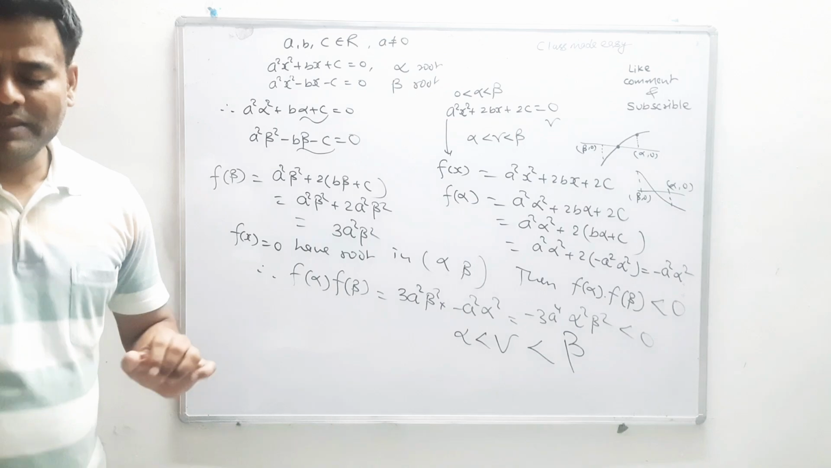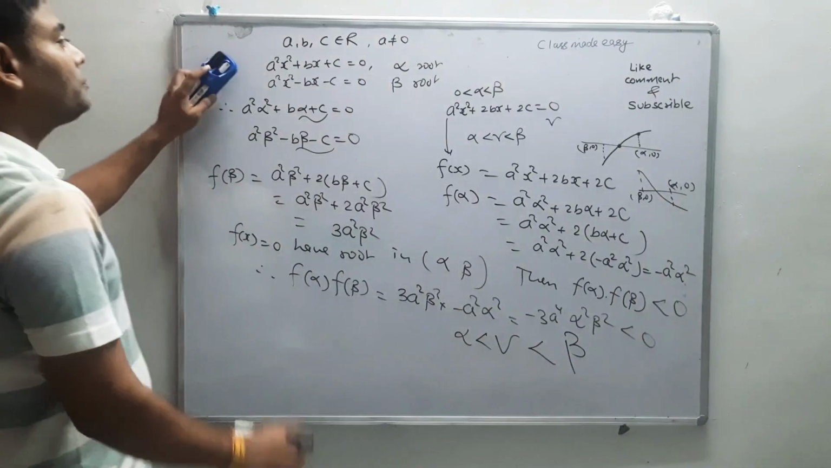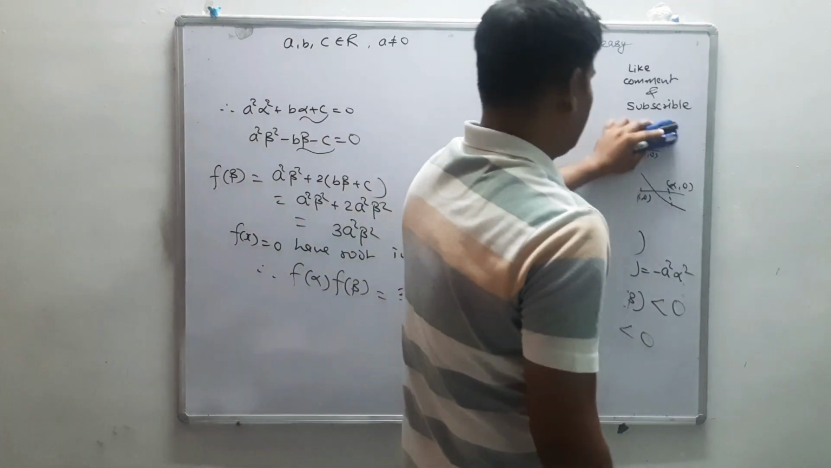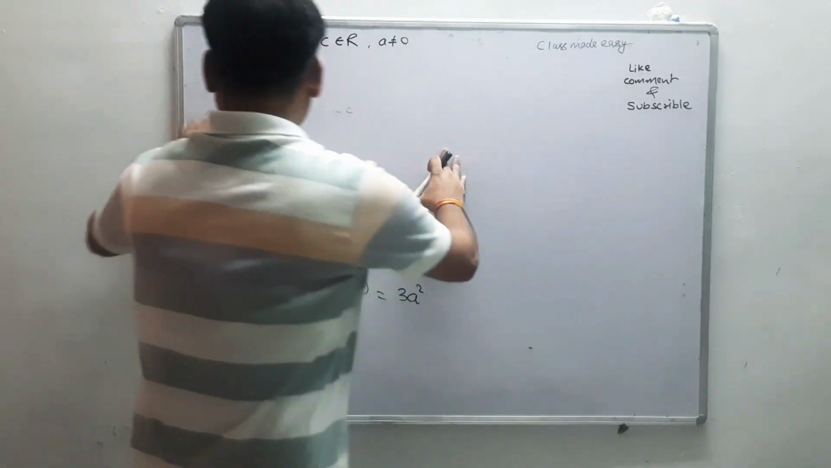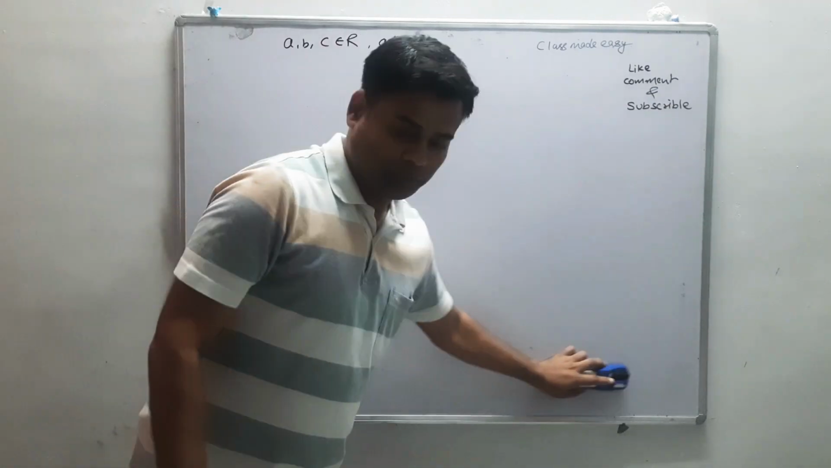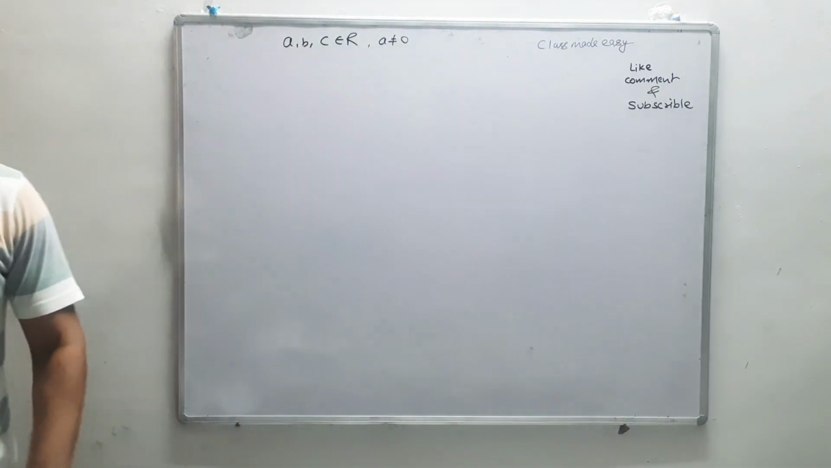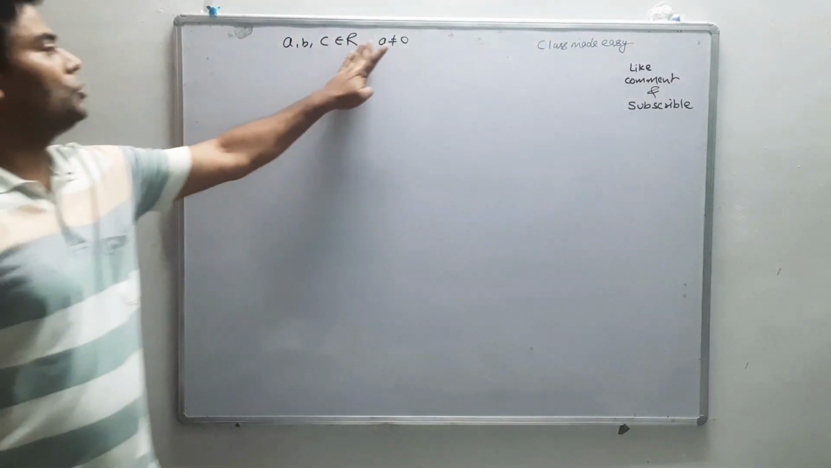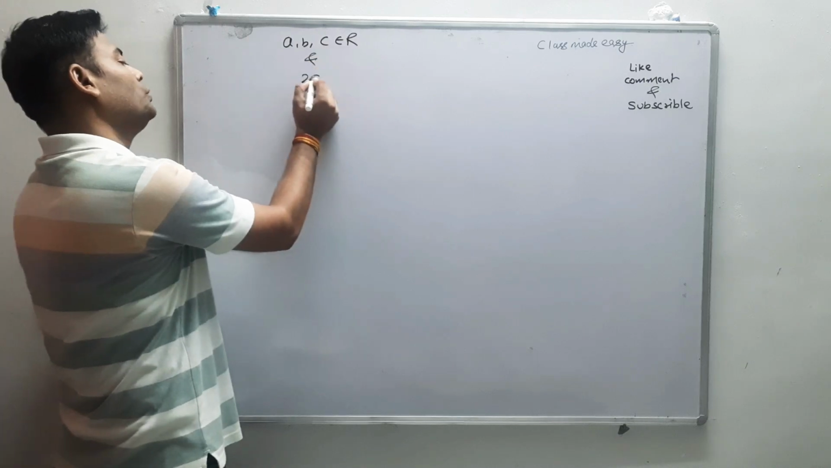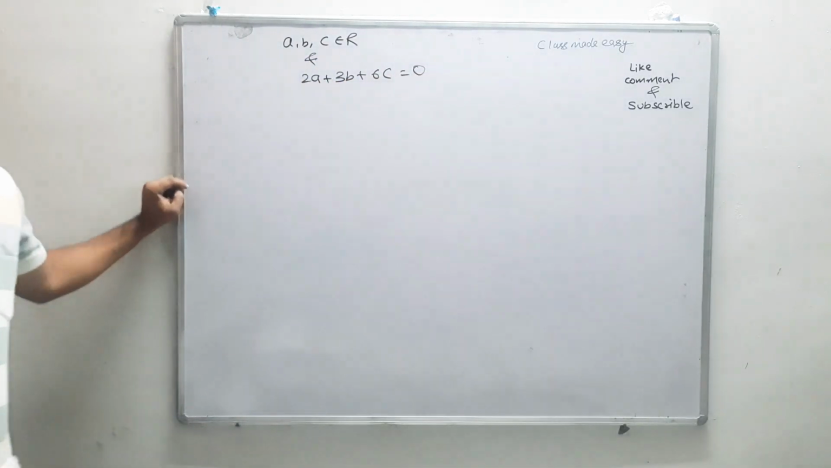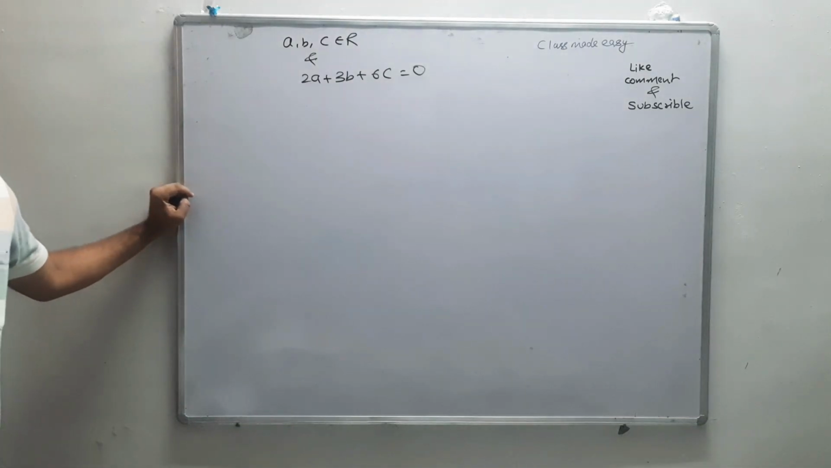Second problem, I am discussing based on Rolle's theorem. So I have another problem. You can write that if a, b, c belong to the reals, and 2a + 3b + 6c = 0, with a, b, c real given.